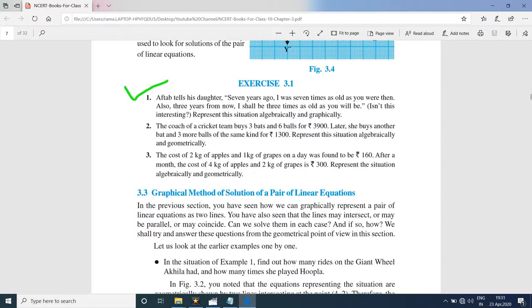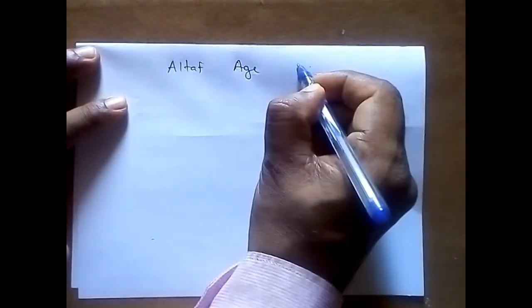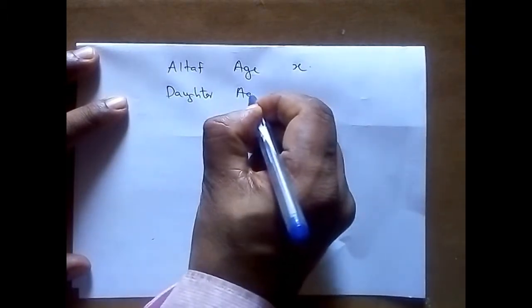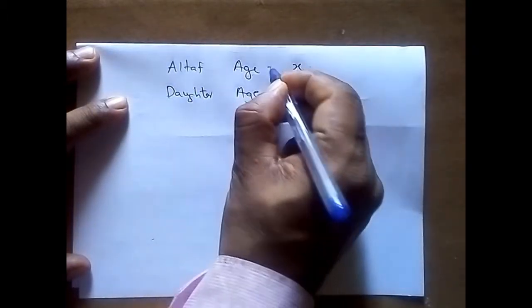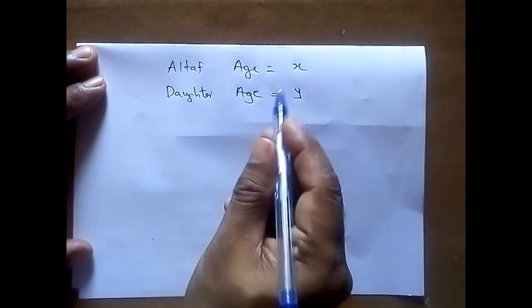Altaf tells his daughter, 7 years ago I was 7 times as old as you were then. Also 3 years from now I shall be 3 times as old as you will be. Represent this situation algebraically and graphically. So we will take Altaf's age as x and daughter's age equal to y. So what he says: 7 years ago I was 7 times as old as you.